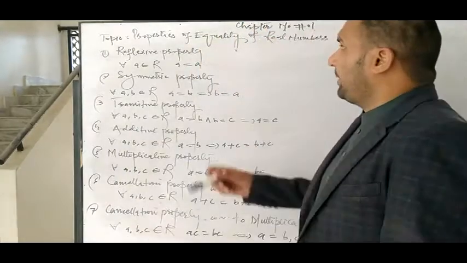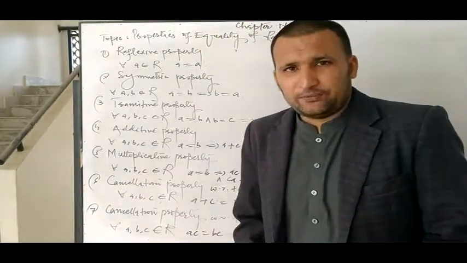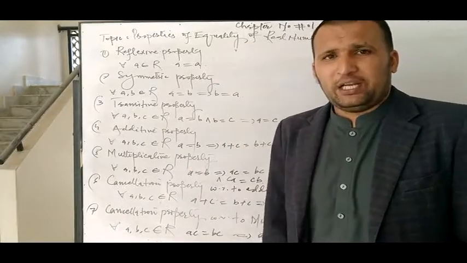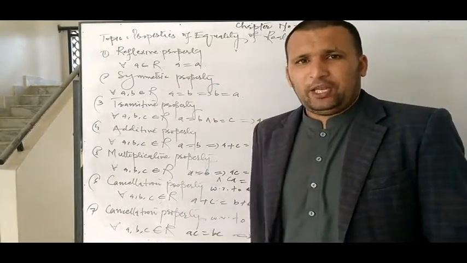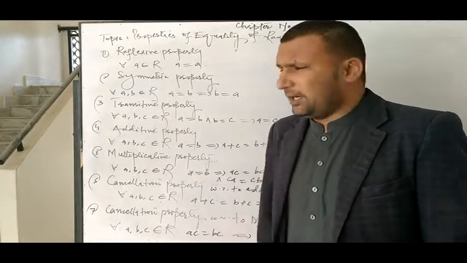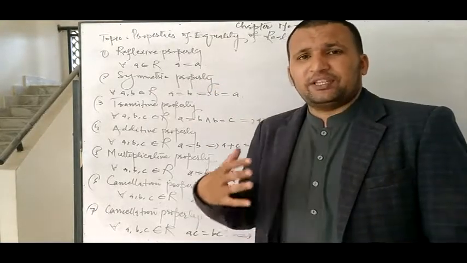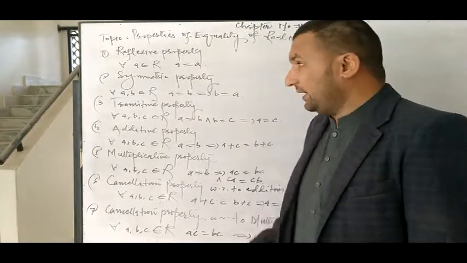First of all, properties of equality of real numbers. First is the reflexive property. For all a belongs to real numbers, we take any value a from the real numbers, and it satisfies both sides: a is equal to a, meaning the left hand side is equal to the right hand side.